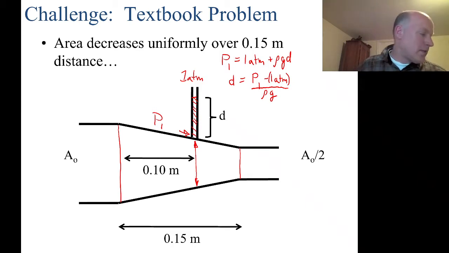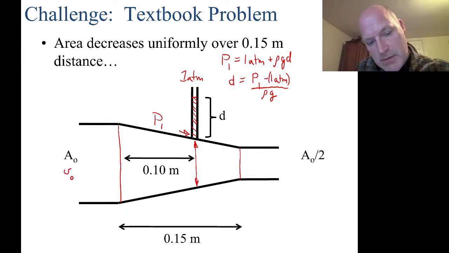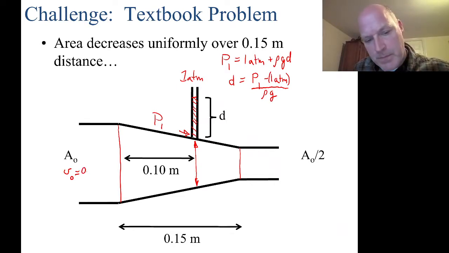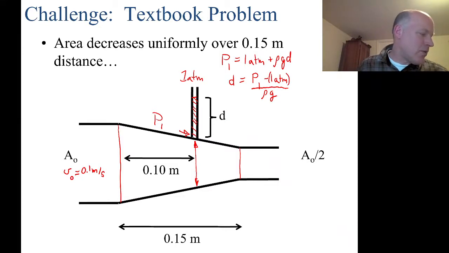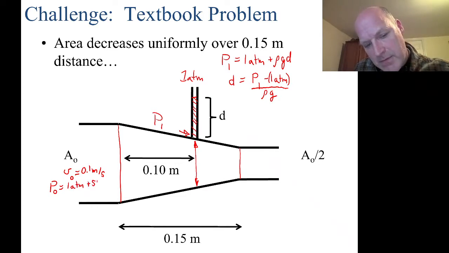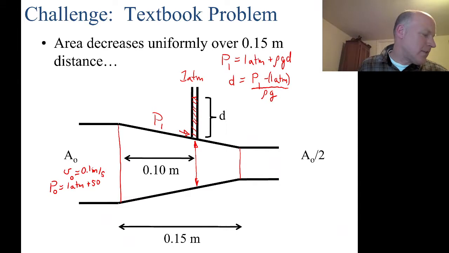Because they told us that the velocity 0, the speed of the water, is 0.1 meter per second at the opening. And they said that the pressure in the pressure gauge is 50 pascals gauge pressure, okay? So P naught is equal to 1 atmosphere plus 50 Pascal. That's what they're telling us.